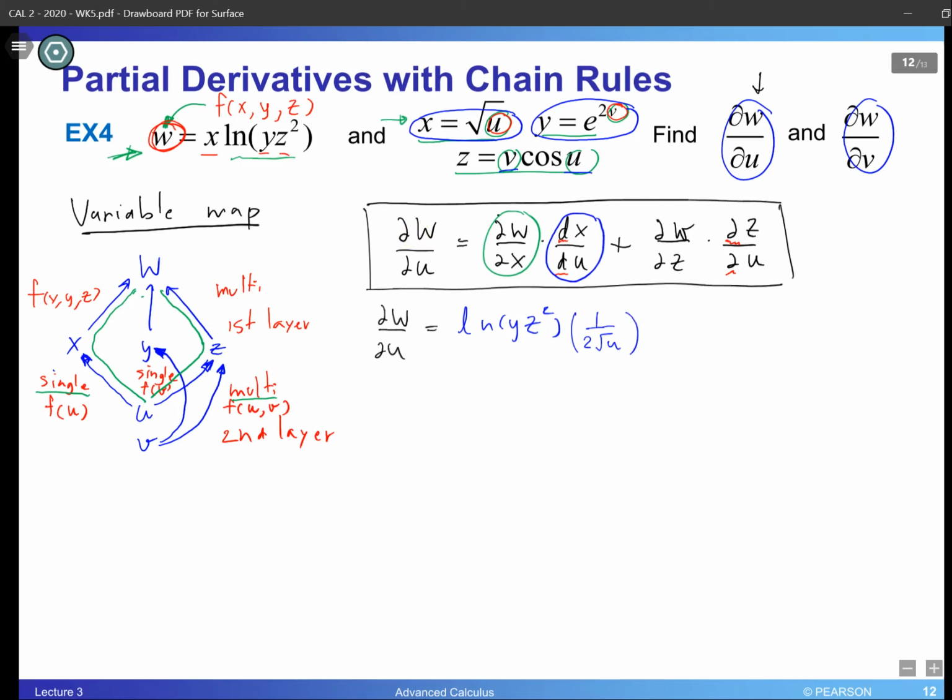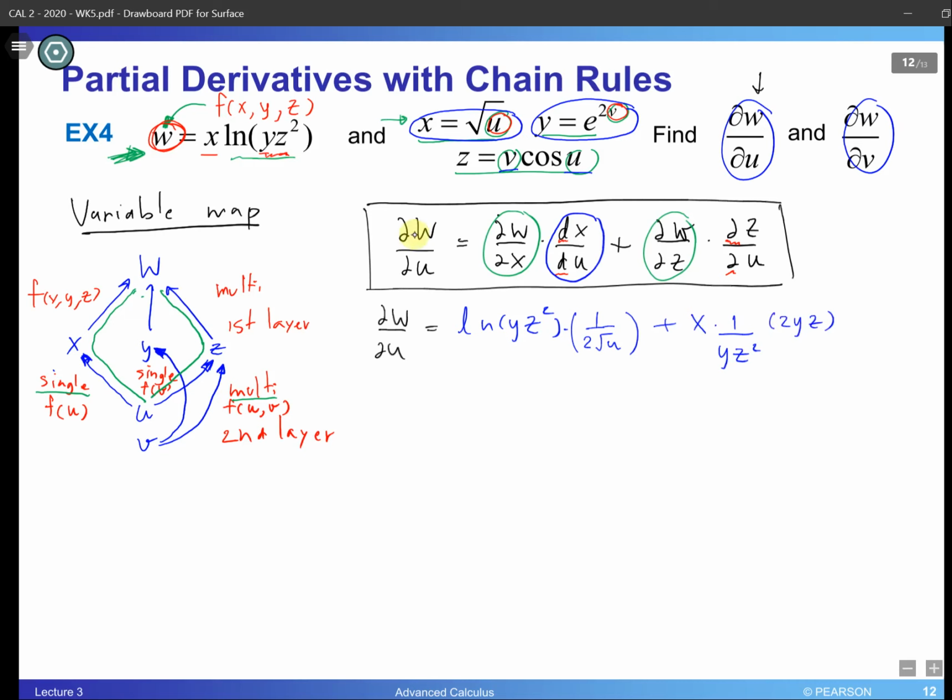Alright, that is the second term. Now next term, I need to find dw by dz, so I need to diff this with respect to z. Z is inside the ln, so I need to diff ln first. But first of all, I am going to keep x as constant right here, and I diff ln, so I get 1 over yz squared. And then I need to perform the chain rule inside this ln. Diff this with respect to z, I get 2yz out of that. Okay, so that is it for the third term right here.